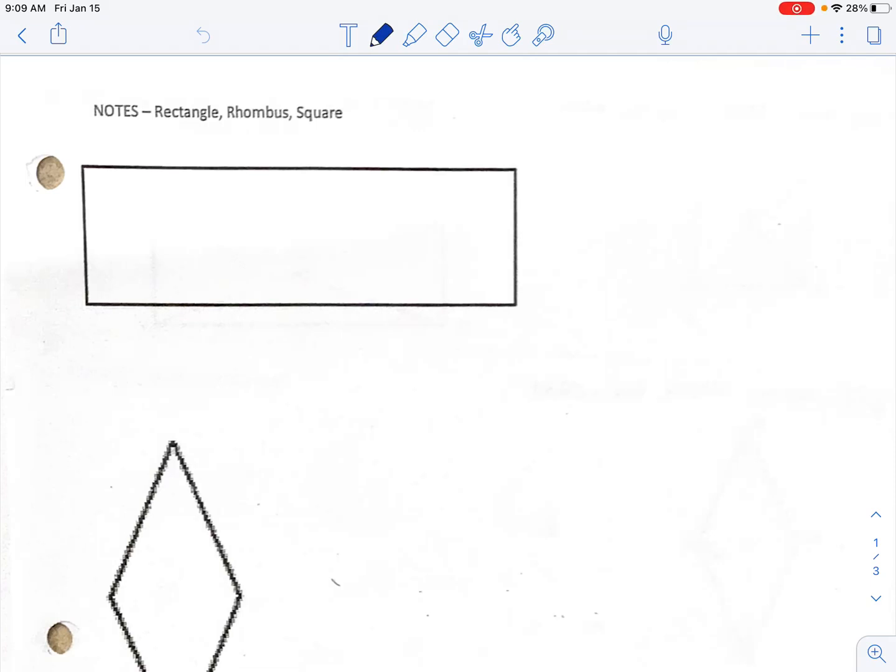All right, today we're going to be diving into 3 different types of parallelograms. We're going to be looking at rectangles, rhombuses, and squares. We're going to look at what they look like, what attributes they have, and then we're going to be solving some problems about them. So our first shape here is the rectangle.